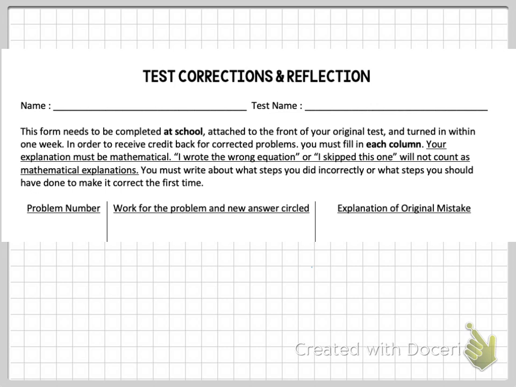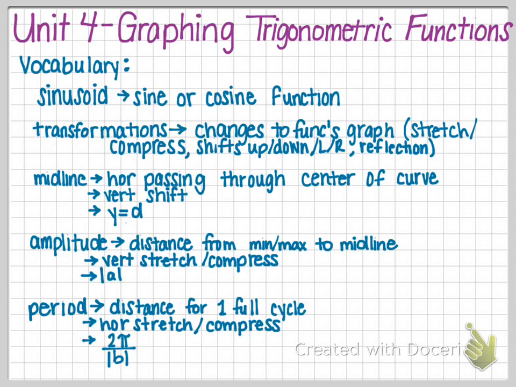All right, so let's get started on our next unit, graphing trigonometric functions. There's a whole lot of new vocabulary, so you might need to pause me to write all this down. I totally understand. The first vocab word that you need to know is sinusoid. You might hear sinusoidal, sinusoid, something like that. That's just a sine or a cosine function, so don't be afraid of it. It's all the transformations of a sine or a cosine function.